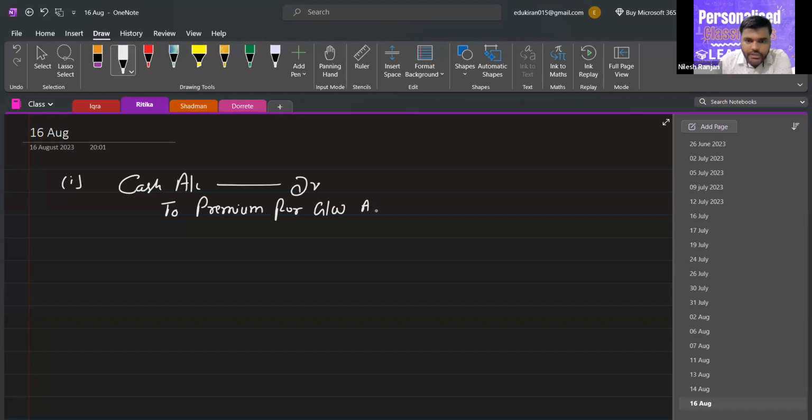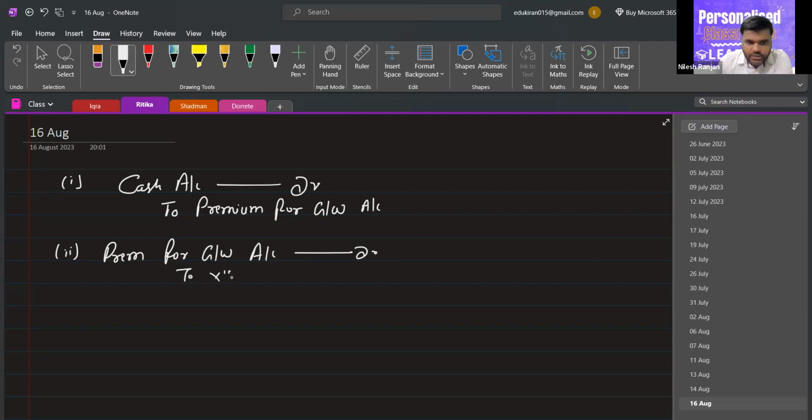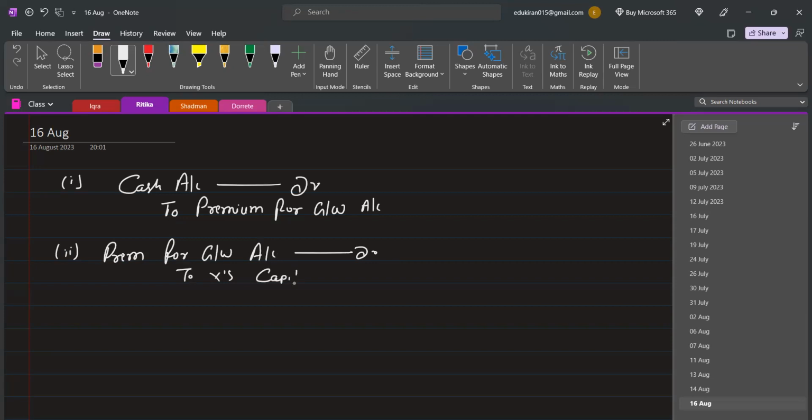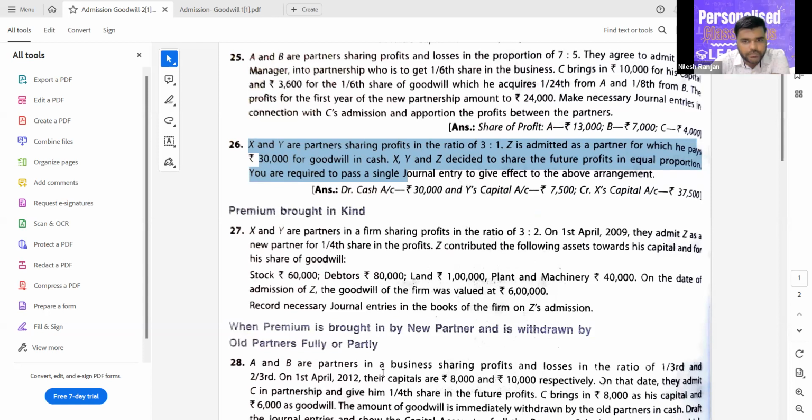Okay, the second entry will be? Premium for goodwill account debit to excess capital account, to X capital account? Yes, sir. Only X? So when I calculated the sacrifice or gain, I got X as sacrificing partner and Y as gaining partner. Okay, so Y is gaining partner.